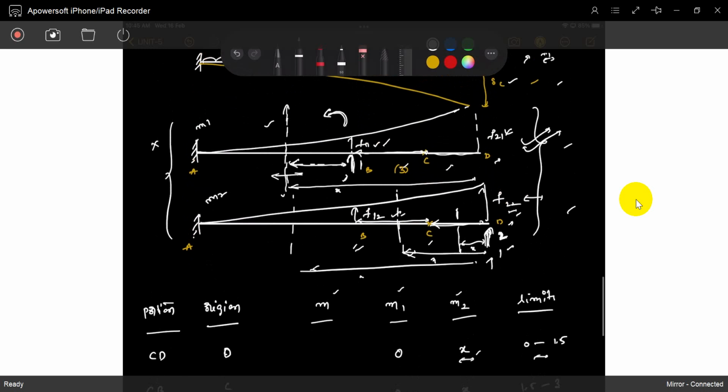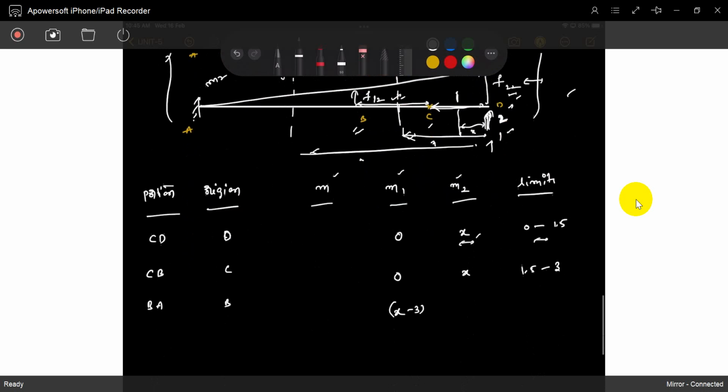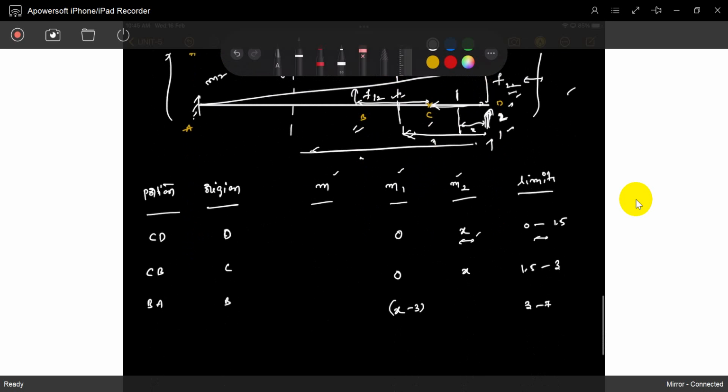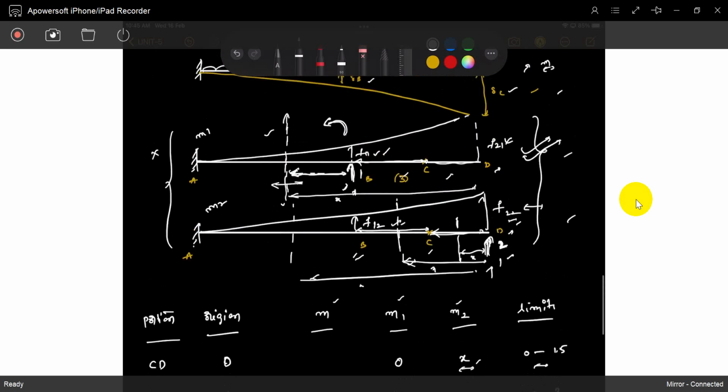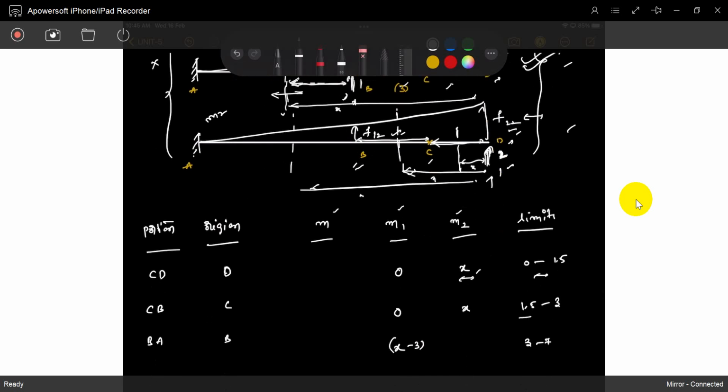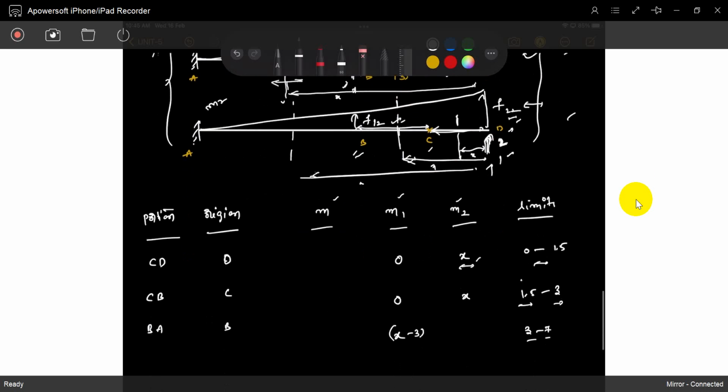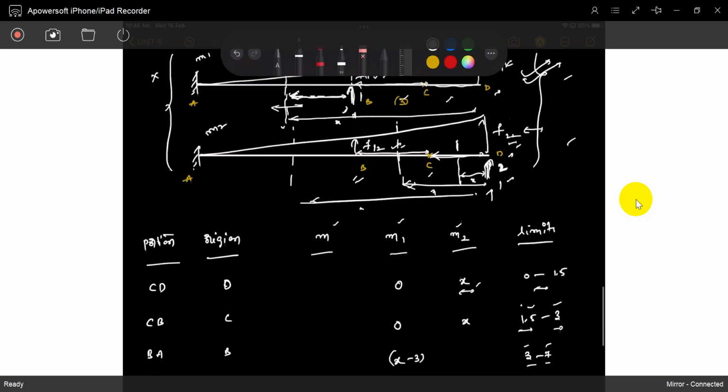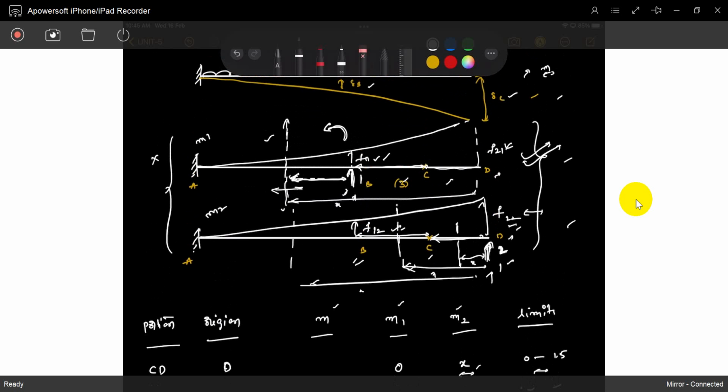Here, if you see, the bending moment is only in this portion, that portion is x minus 3. When you take it, the limits are 3 to 7, because up to this distance is 3. Later 3 to 7, just write the bending moment. Sir, why don't you take 1.5 to 3, 3 to 7, directly 0 to something? You can add those bending moments. I will solve the problem tomorrow. Here I will take 1.5 to 3 and 3 to 7. That's why the x is from this location to this location.